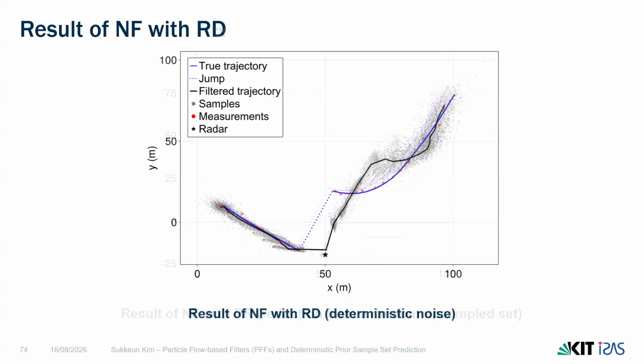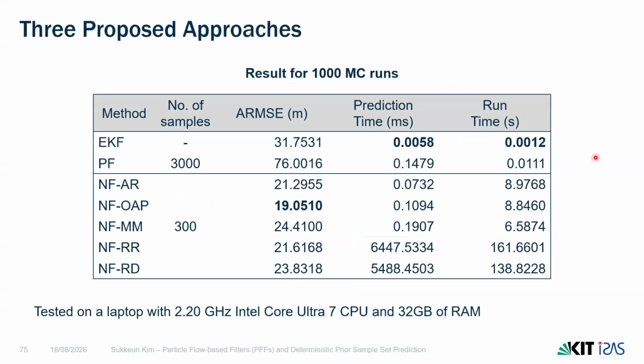EKF failed, particle filter failed, but the approach that we proposed worked quite well. If we move on to some numbers, here we have numbers for the 1,000 Monte Carlo runs. Obviously, EKF was computationally the cheapest, so prediction time and run time were much smaller compared to the other ones. But if you see the average RMSE, the proposed ones are much smaller than the EKF and particle filter, and especially the OAP, the one I mentioned in the very beginning, optionally adding the noise and then the permutation. That one shows the smallest error.